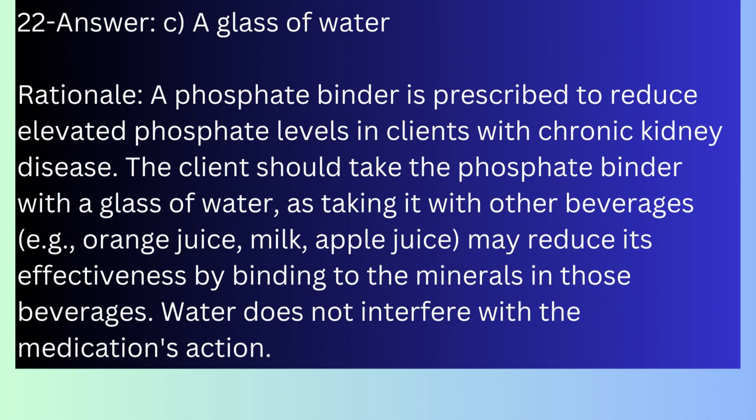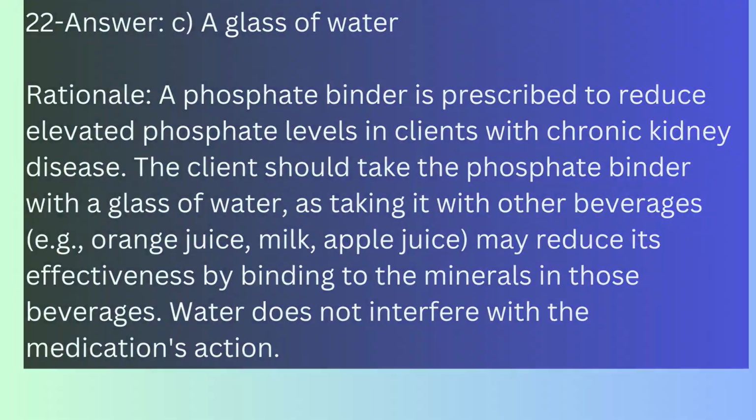Rationale. A phosphate binder is prescribed to reduce elevated phosphate levels in clients with chronic kidney disease. The client should take the phosphate binder with a glass of water, as taking it with other beverages, for example orange juice, milk, or apple juice, may reduce its effectiveness by binding to the minerals in those beverages. Water does not interfere with the medication's action.